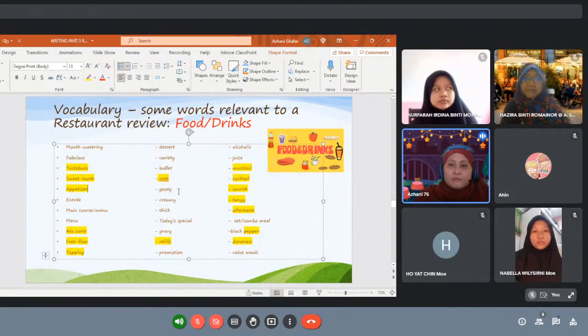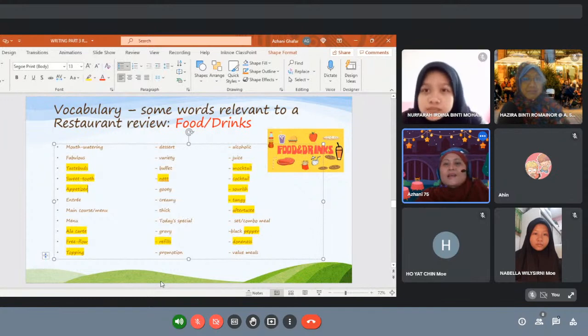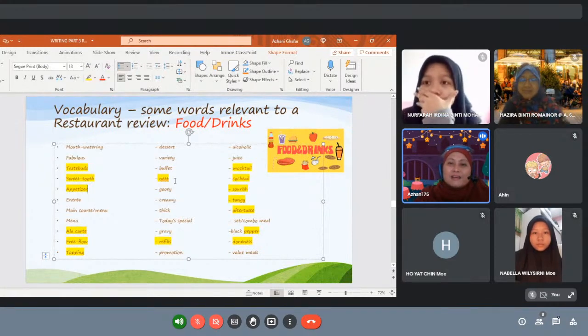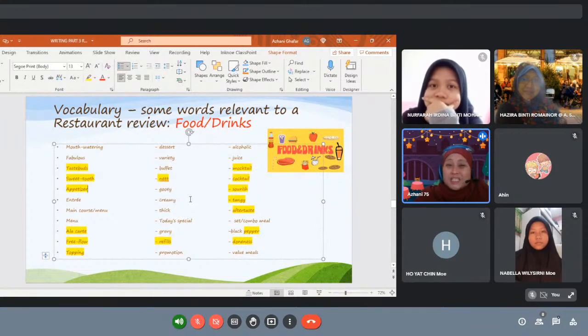Buffet, I'm sure you know buffet. You pay a certain amount of money to eat as much as you like. Net. Sometimes in the menu, you can see the net price. That means there is no tax put on you. No service tax, no, what do you call that? Service tax basically for restaurants.